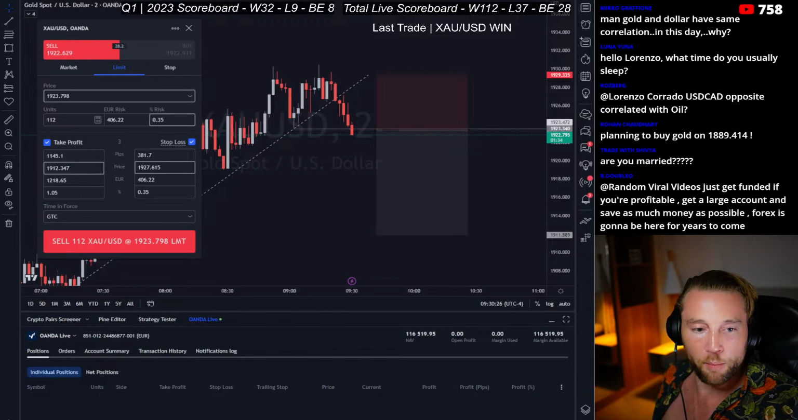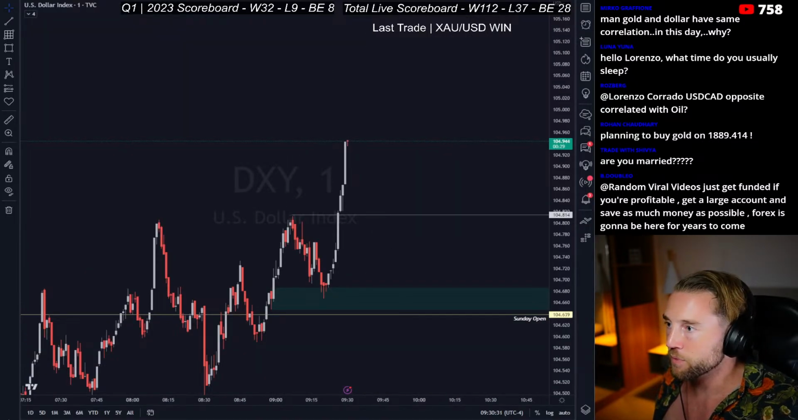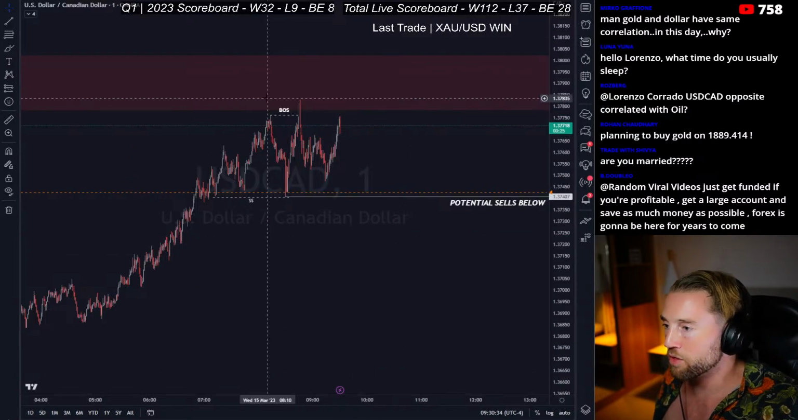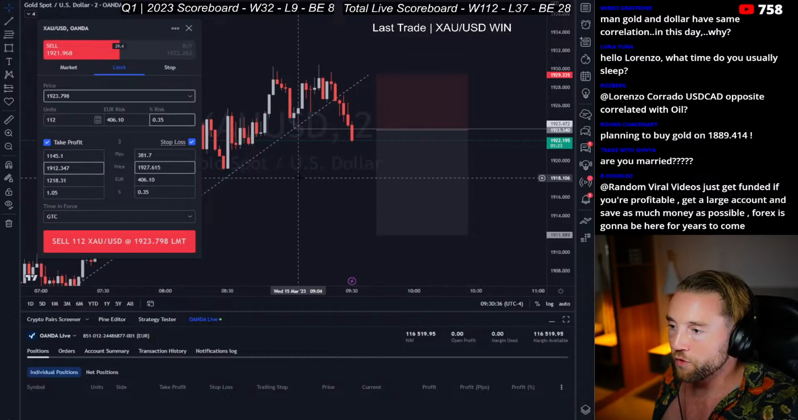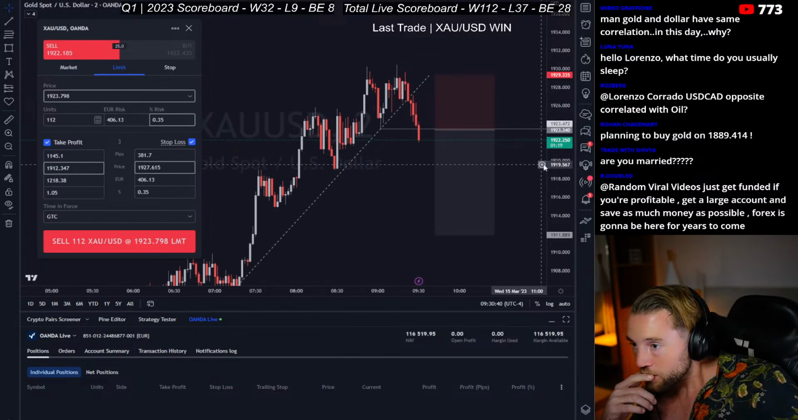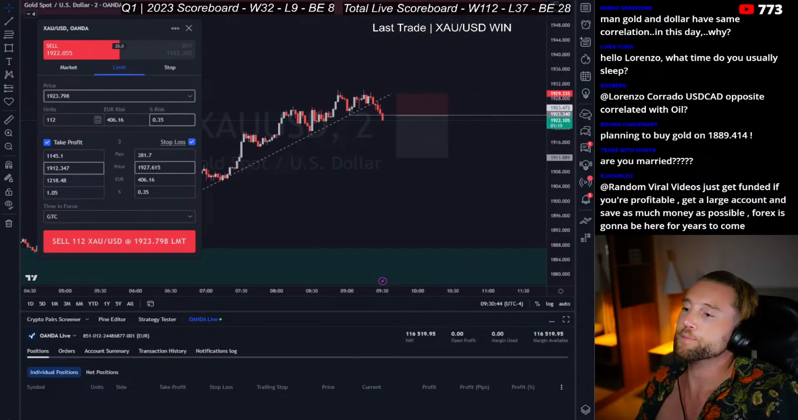Okay, there we go. New York open. Stock exchange opened right here. Dollar pumping. GU coming down. US dollar, Canadian dollar, of course, not relevant right now. Gold is where it's at. Gold short. I would not be surprised if we can come down with gold right now here.